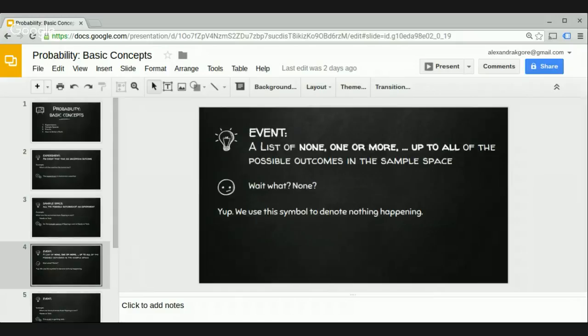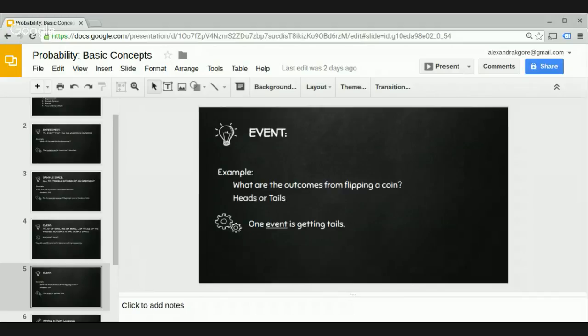Okay, continuing on, let's talk about events. An event is a list of none, one, or more, up to all of the possible outcomes in the sample space. Wait, what? None? Yep. You're going to use a symbol, a 0 with a little slash through the middle, to represent nothing happening. But what's the probability that we have no weather tomorrow or that nobody wins the presidential election? It's 0. Yes, but nothing happening is still an event. It's a little bit weird and confusing, but it'll make sense later on when we talk about more of probability in math language terms.